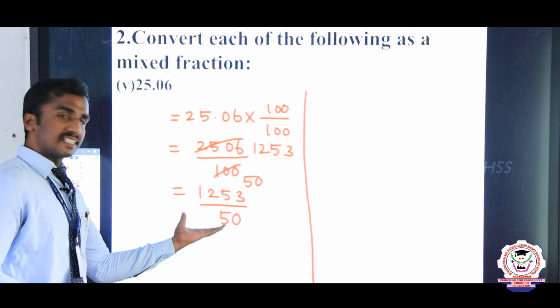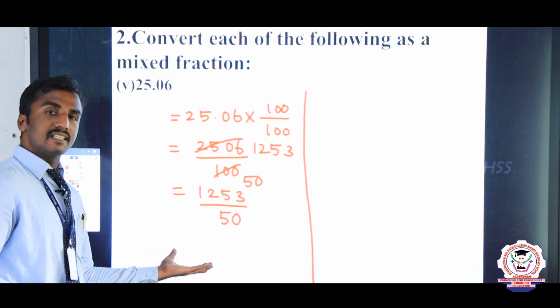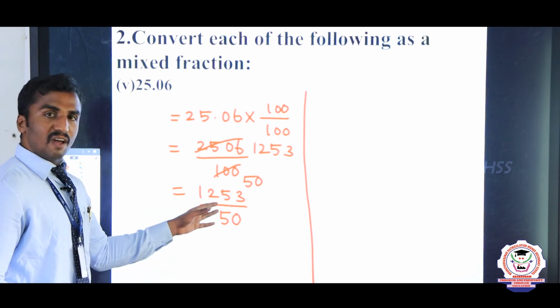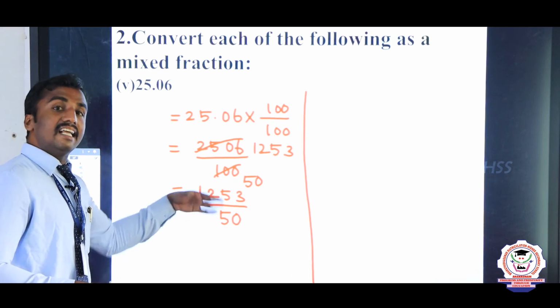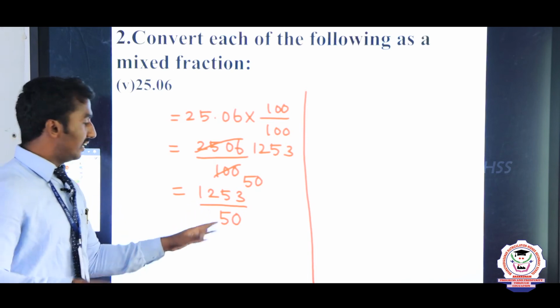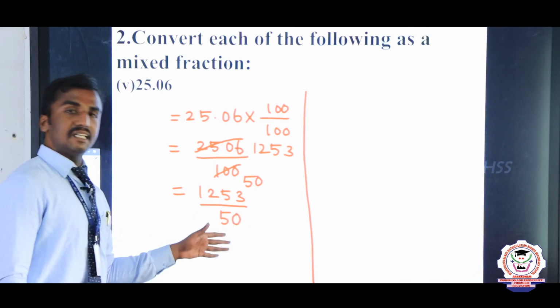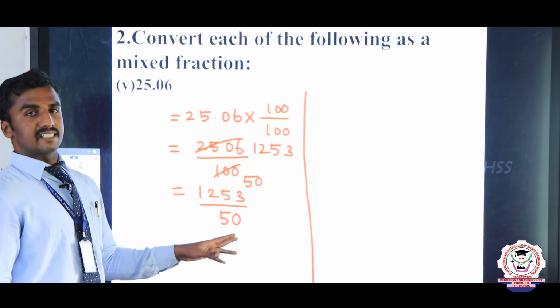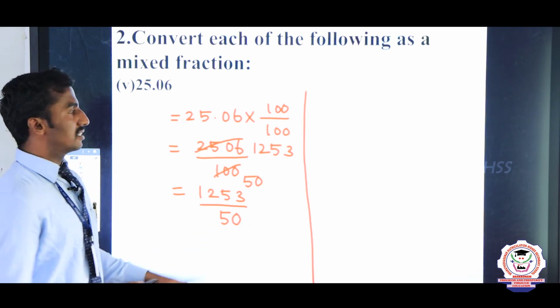One more name: what is this fraction's name? This fraction name is improper fraction. Why is this an improper fraction? The numerator value is always greater than the denominator. So this fraction is an improper fraction. Improper fraction converting into mixed fraction.